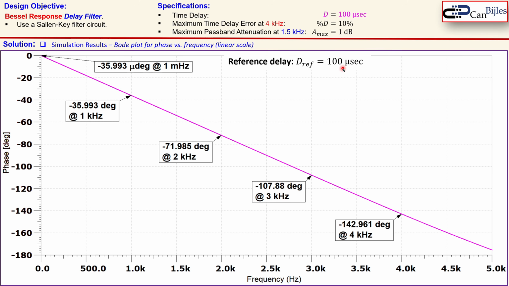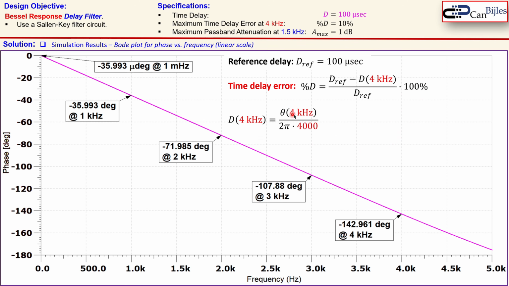So again, our reference delay, which was 100 microseconds, and our time delay error is then calculated using this formula. That means the percentage error in your time delay is the reference delay minus the delay at that specific frequency, which is in this case 4 kilohertz, divided by the reference delay time, and that times, of course, 100% to get it to percentages. Now we first need to determine the phase at that 4 kilohertz, which is already here, and then divide that by 2 pi times 4000, and then we are almost at the calculation of this time delay error.